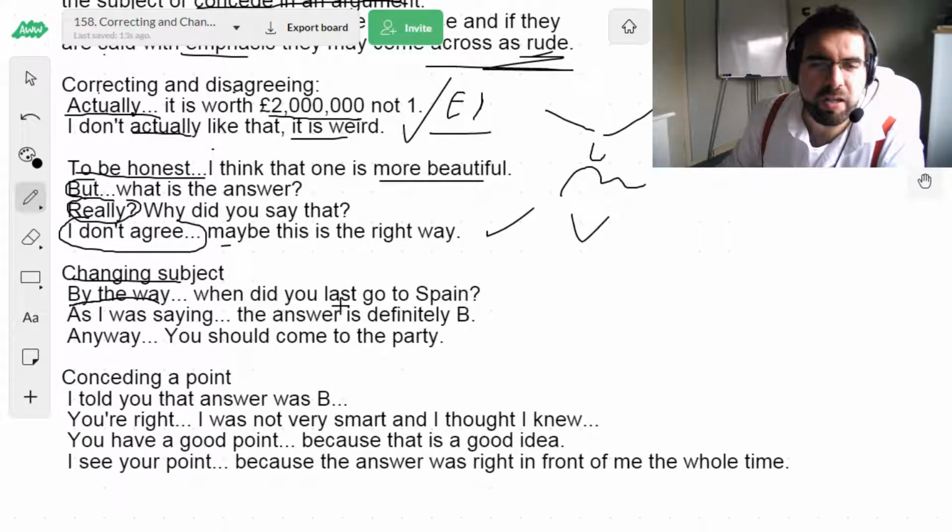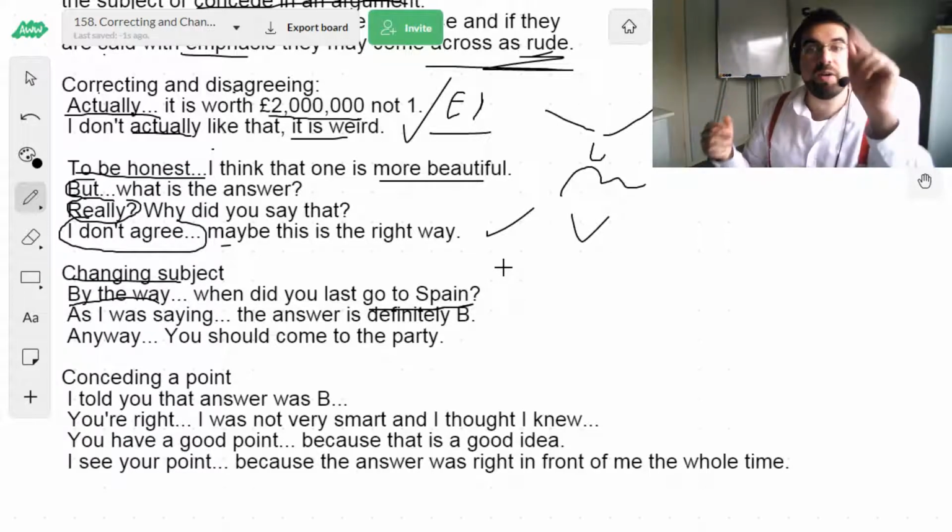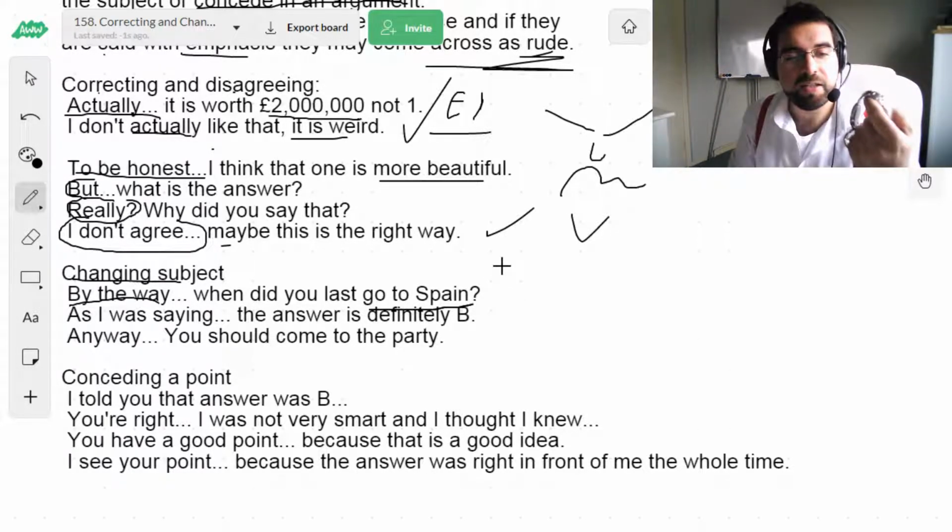By the way, when did you last go to Spain? By the way, it's almost 3:15.